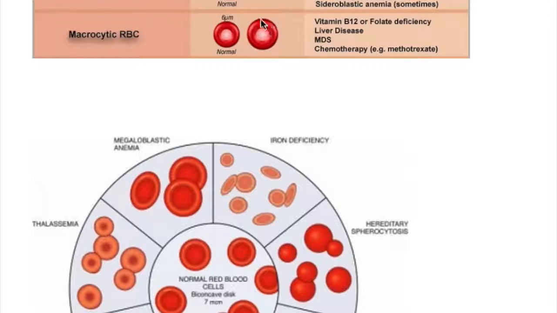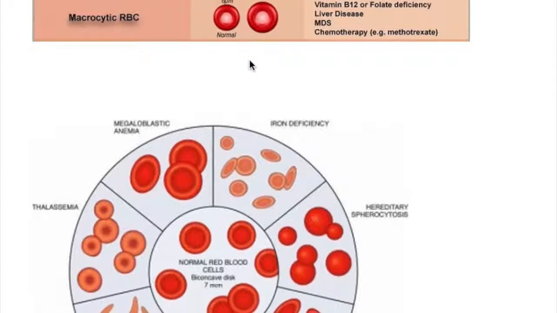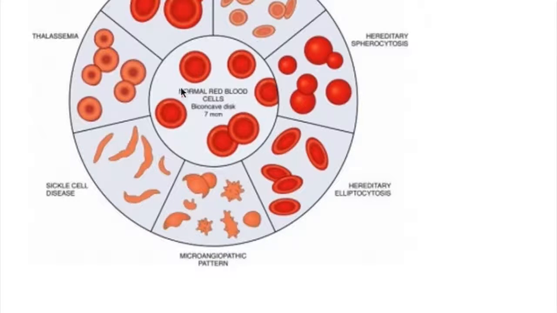This is the big RBC, macro. This occurs in vitamin B12 deficiency, folate deficiency, and chemotherapy with methotrexate. Methotrexate is a folate antagonist. The normal RBC is biconcave. This is the best shape that suits well to pass through a single file in the capillaries.